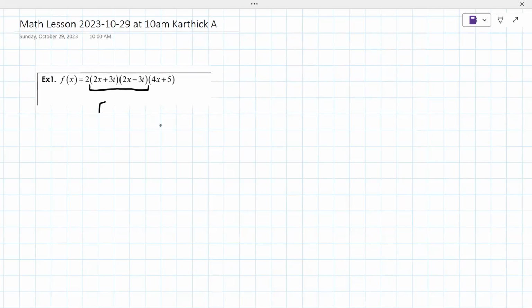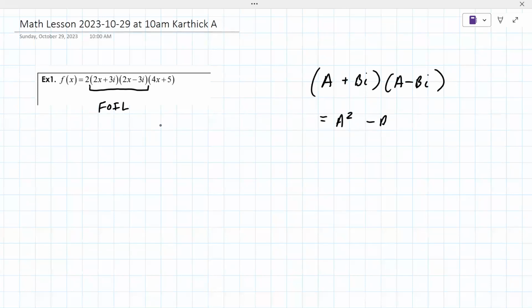You want to FOIL that first. And as a result of foiling, the i should go away. Now there is a shortcut for this because it is an a plus bi and an a minus bi situation. And you really do want to, at some point, commit to that. You don't want to FOIL each time because you learn that this becomes a squared minus b squared i squared.